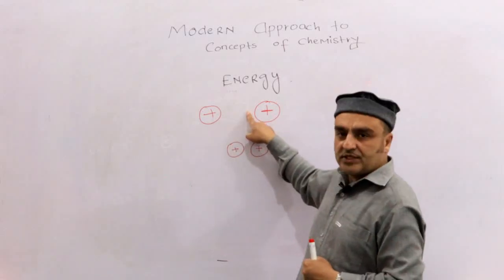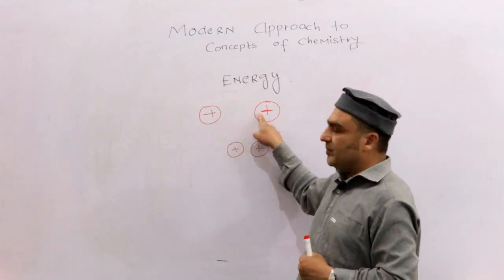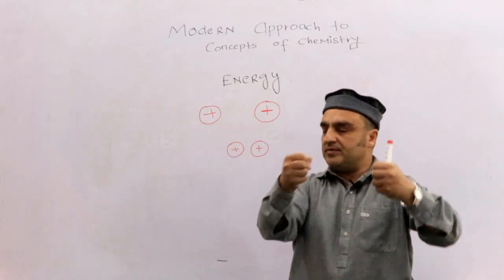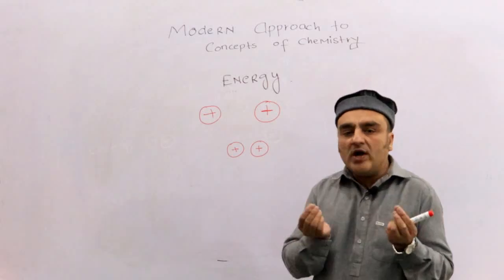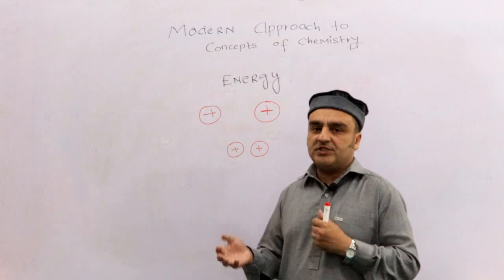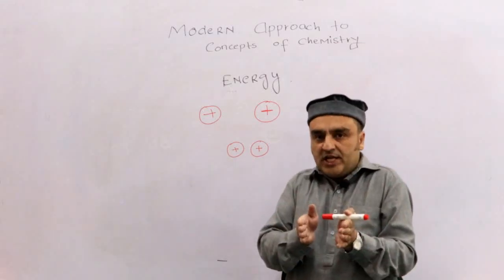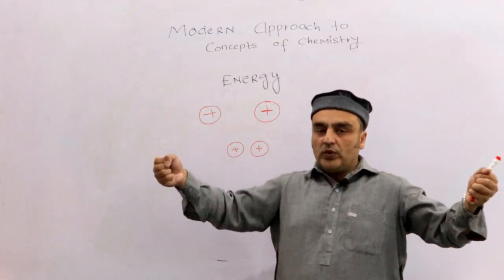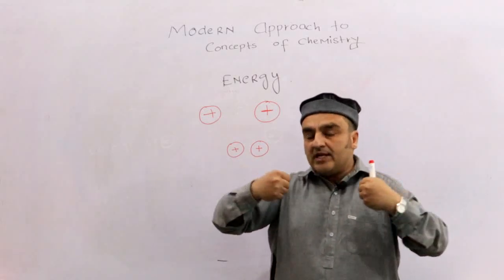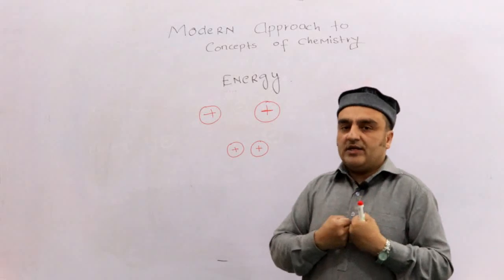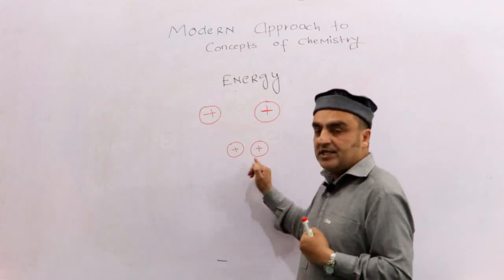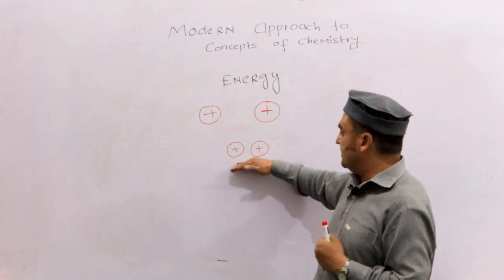Suppose they are 1 centimeter apart from each other. Let's assume the distance between those two positive charges is 1 centimeter, and here it is 0.2 centimeters. So you have applied the force and again a distance is changed, but this time you applied the force against the repelling force. Again work is done, so again potential energy is stored in these two charges.